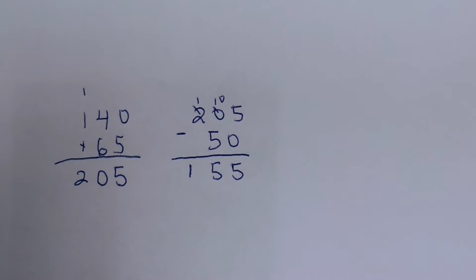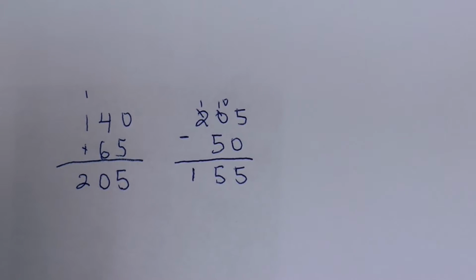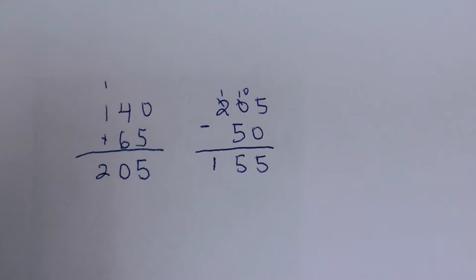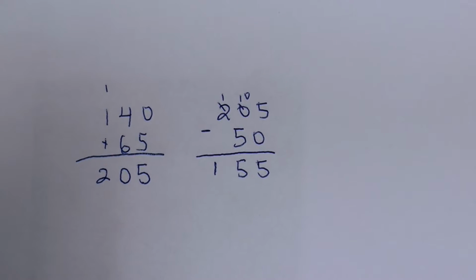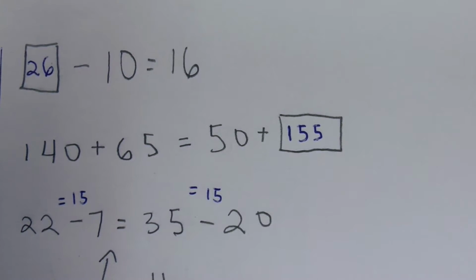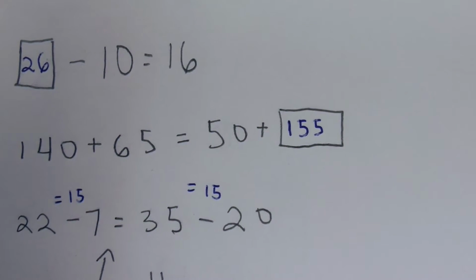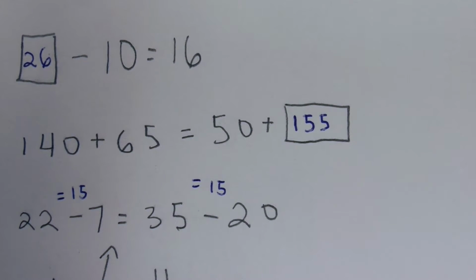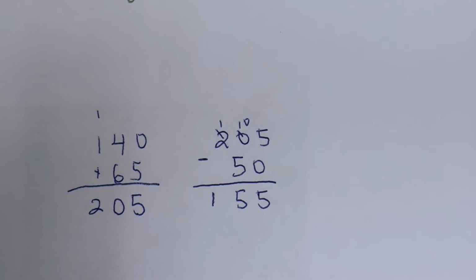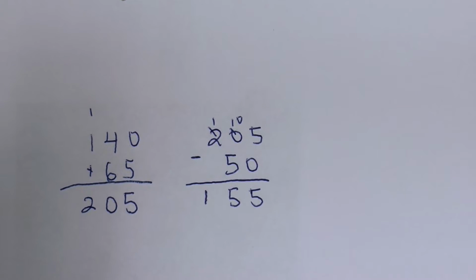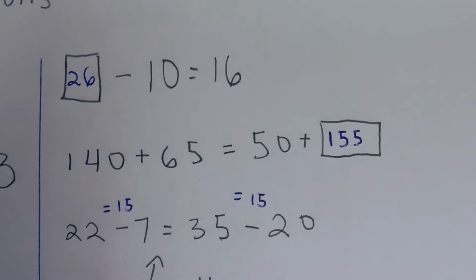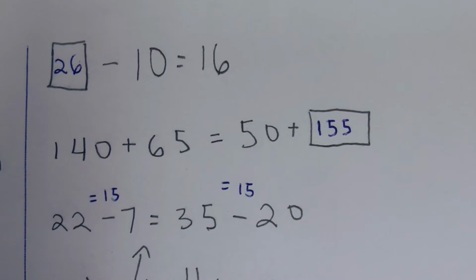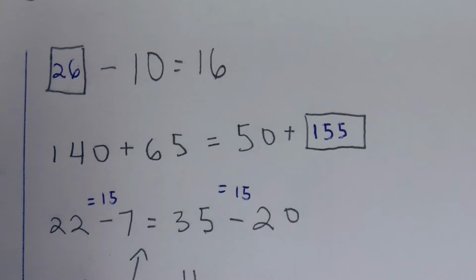It might be a good idea to add the 2 terms on each side first. 140 plus 65 is 205. Now we know that 205 must equal 205. 205 equals 50 plus how much? In order to know how much, let's go back and subtract 50 from 205. 205 minus 50 gives us 155. Now we realize that 140 plus 65 and 50 plus 155 each equal 205.